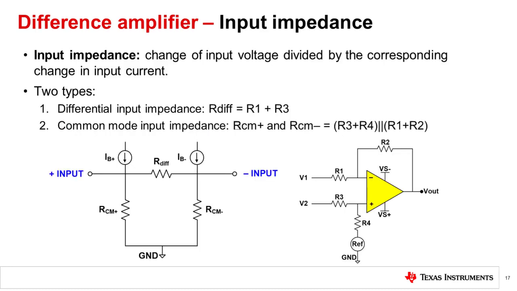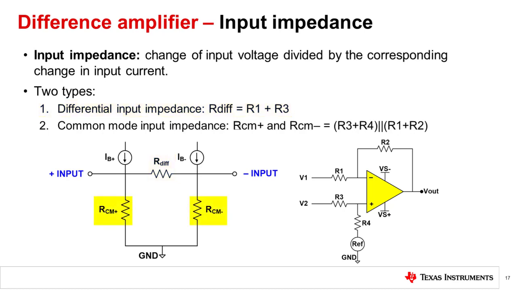A disadvantage of a difference amplifier is low input impedance. Before delving into this, let us first define how to measure the input impedance on an IA. Normally, one defines input impedance as a change of input voltage divided by the corresponding change in input current. Voltage feedback op-amps normally have both differential and common mode input impedances specified. RDiff is the differential input impedance in the image shown here. For a 4-resistor single amp IA, that is the sum of the two input resistors, or R1 plus R3.